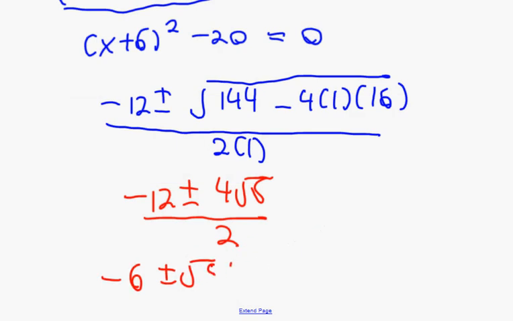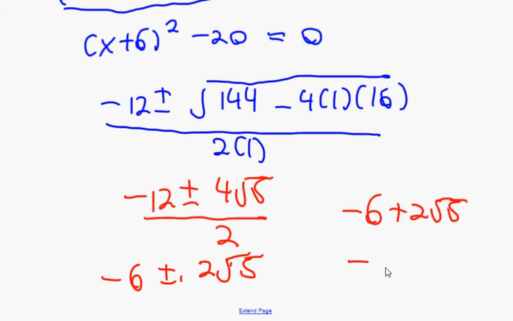Oh, sorry, 2 root 5. Sorry, guys. 2 root 5 is basically 4 root 5 divided by 2 is 2 root 5. Okay, so the answer is going to be minus 6 plus 2 root 5, or minus 6 minus 2 root 5. Okay, so that's your two answers there. Question on test.